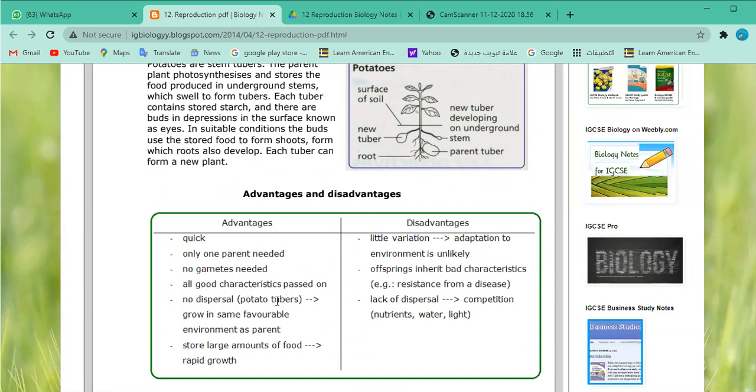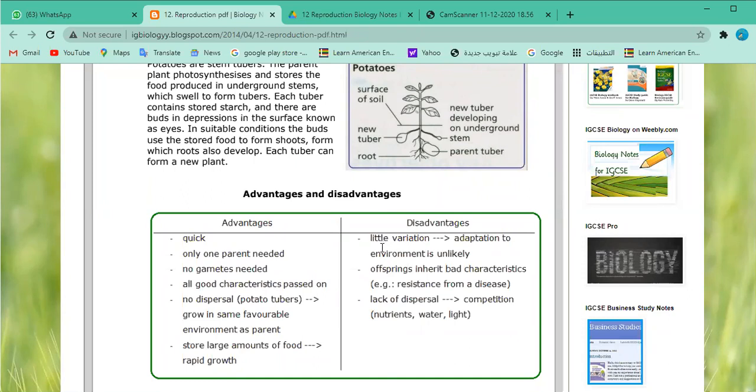You know, potato tubers cannot disperse. You have to pick it up and grow it in some favorable environment, like a parent plant. So it does not disperse by its own. This is one thing. It stores a large amount of food and has rapid growth.